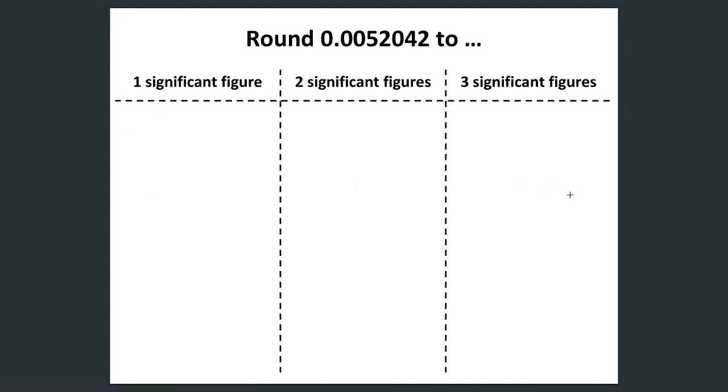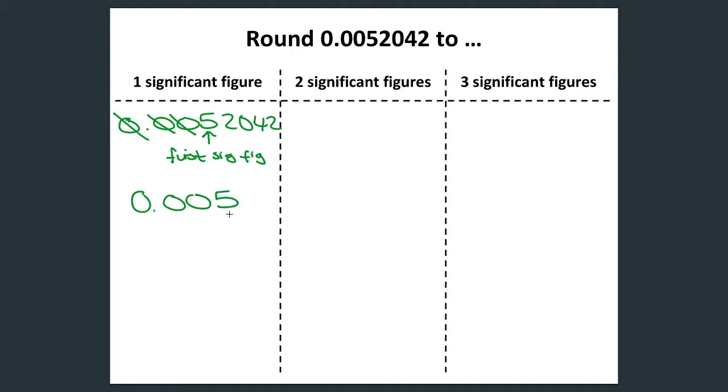But what if we have a non-zero digit first? So we want to round to the first significant figure. So we cross out all the zero numbers. So get rid of that and that and that. That makes this our first significant figure. It is the first number that is not 0. So that means we're going to round to this. So in this question, it's the same as rounding to the third decimal place. The 2 rounds down, so 0.005.